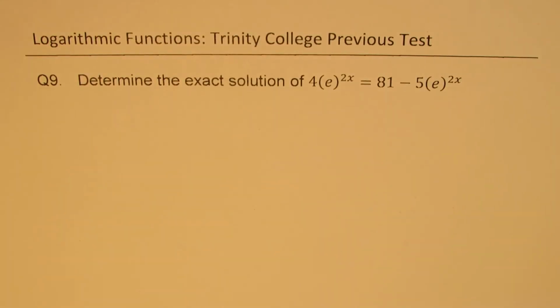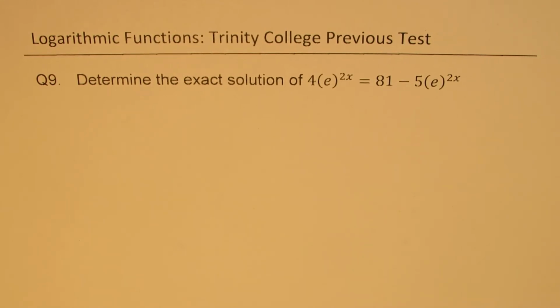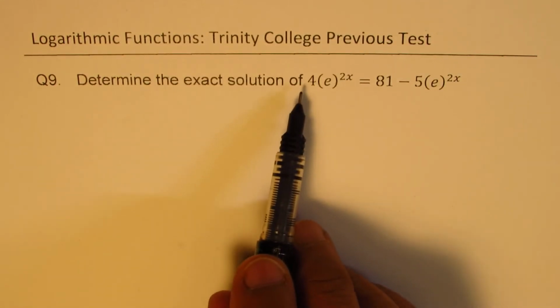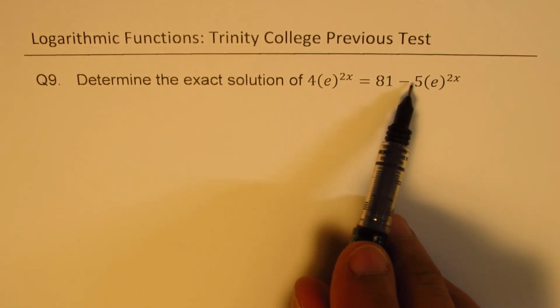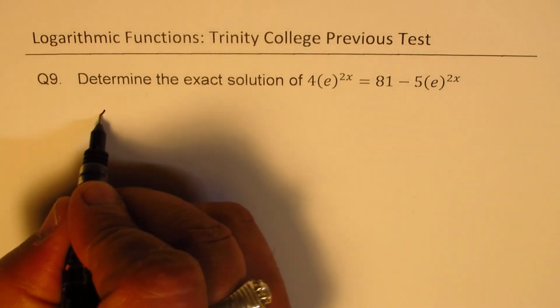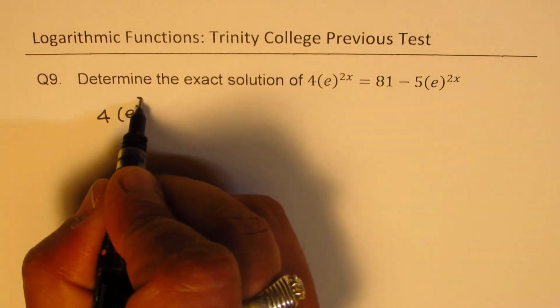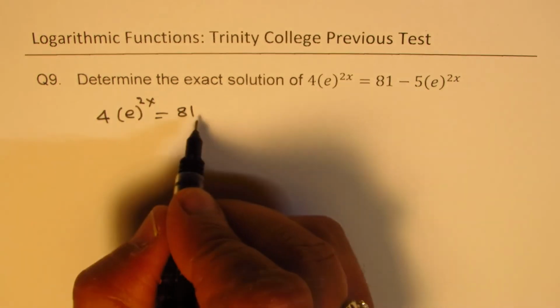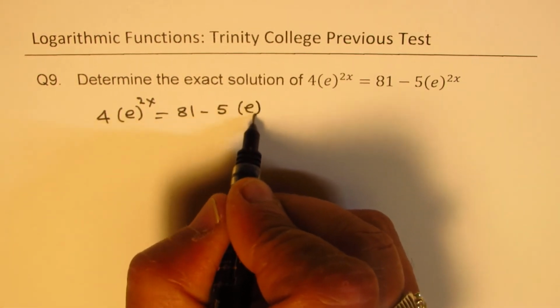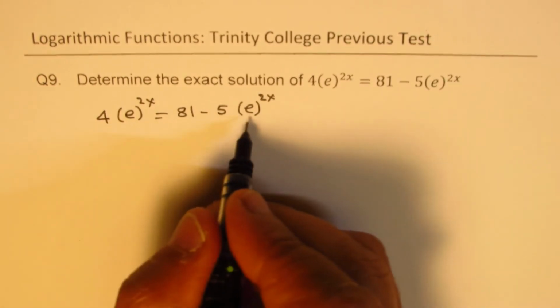Question number 9 is similar to previous one. Determine exact value of 4 e to the power of 2x equals to 81 minus 5 e to the power of 2x. So let's rewrite 4 e to the power of 2x equals to 81 minus 5 e to the power of 2x. Let's bring e terms together.